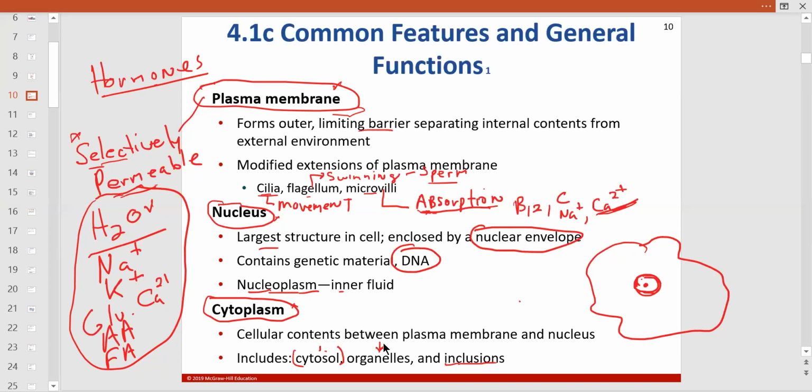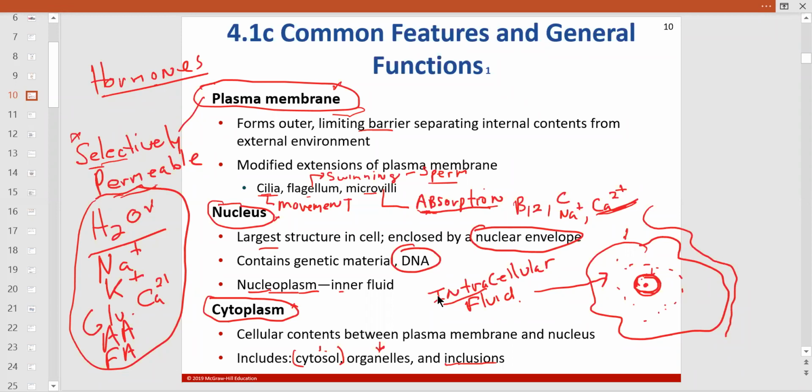So between the membrane of the cell, the plasma membrane, and the nuclear envelope, all this is cytoplasm. So there's fluid in there, right? Are you with me? And that's called cytosol. But it's also called, get this word, I hope you understand this, cytosol is also called intracellular fluid. So intra means within.